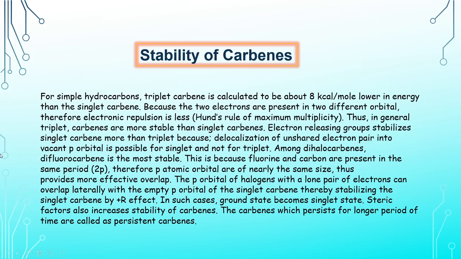As we know, carbenes are electron deficient species. So for the stabilization of carbene we need an electron releasing group adjacent to the carbene atom. There are two types of carbene, singlet and triplet carbenes, but the electron releasing group stabilizes the singlet carbene more, not the triplet carbene, due to the presence of the vacant p orbital in the singlet carbene which is absent in the triplet carbene. Therefore, the electron releasing group stabilizes the singlet carbene more than the triplet carbene.